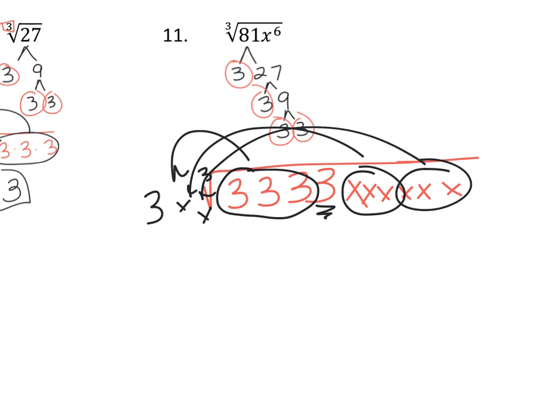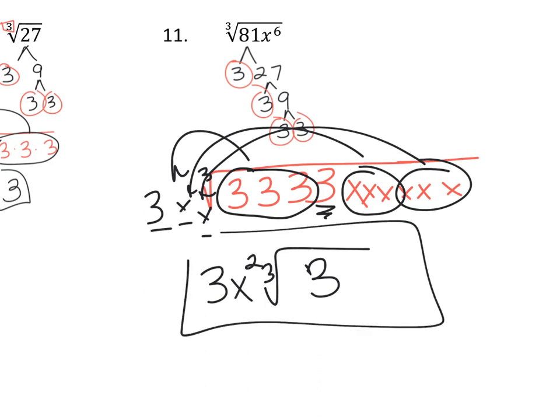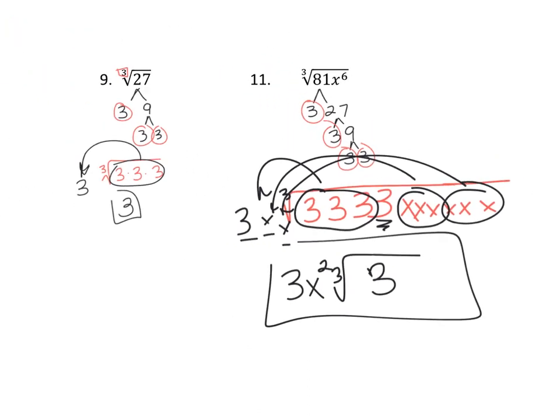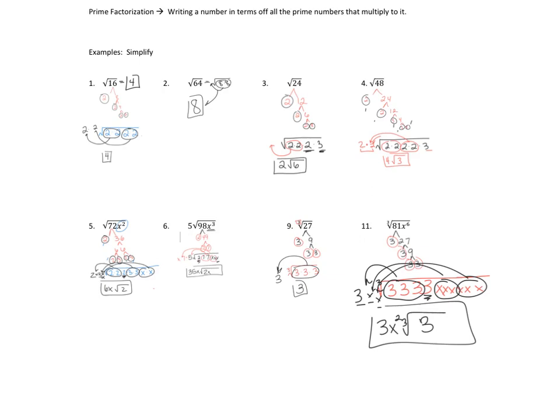So I have 1 3 on the inside. Oh, I almost made an x. Oh, supposed to erase. And I get 3 times x, which is just 3x squared. So my final answer for the cube root of 81x to the 6th is 3x squared times the cube root of 3. So if I were you, I would go through these examples.